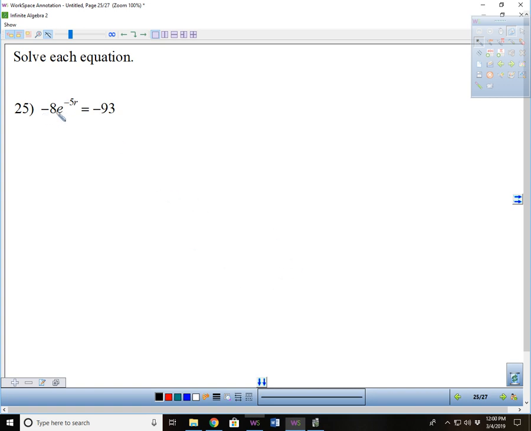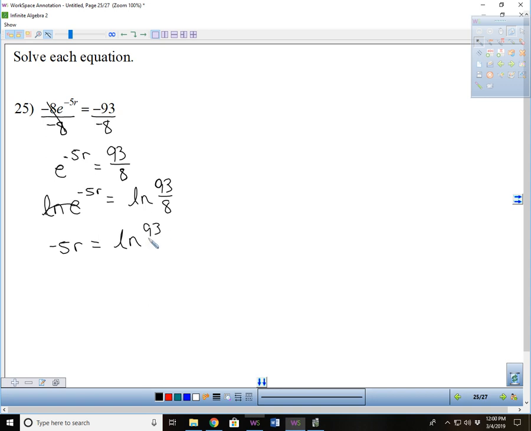Okay, so now I've got negative 28 e to the negative 5r. So I need to divide by negative 8. So I get e to the negative 5r is equal to just 93 over 8. That doesn't reduce. To get rid of an e, I need to natural log both sides because that has a base of e. So I have negative 5r is equal to the natural log of 93 over 8.